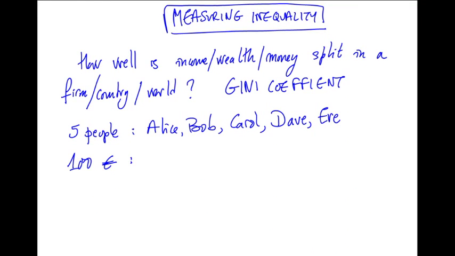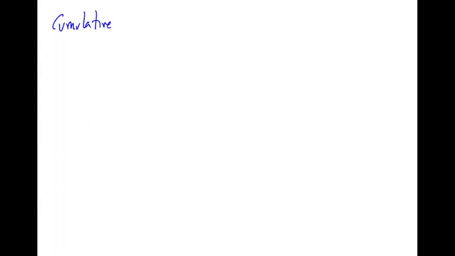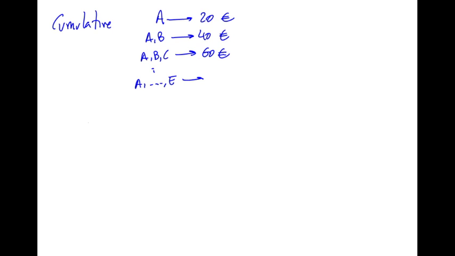5 people, Alice, Bob, Carol, Dave, and Eve, want to split 100 euros evenly, so each person gets the same amount, 20 euros for Alice, 20 for Bob, and so on. This is what we call the perfect distribution, where everybody gets the same. Let's consider the splitting in a cumulative way, where we put Alice with 20 euros, and then we put Alice and Bob together. That will make 40 euros. Alice, Bob, and Carol, 60, and so on, till we have all 5 people giving us 100 euros.